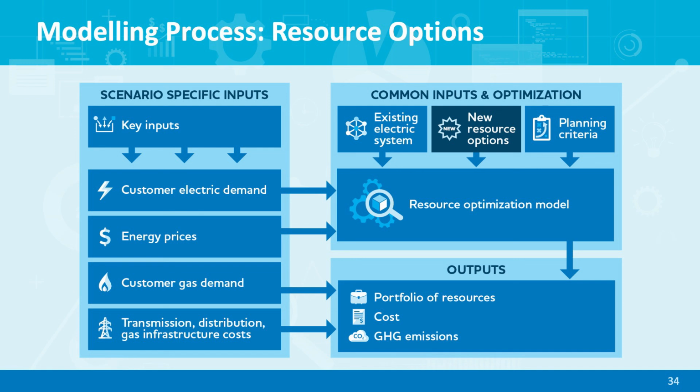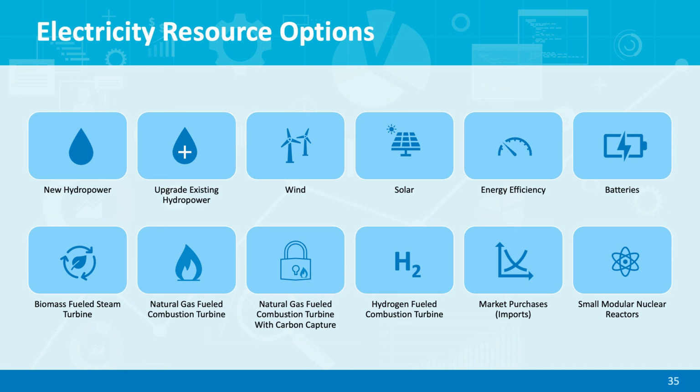Now that we've explained how the energy supply system works and how it is planned, we'll now review the resource options that are included within the model. These resource options form the inventory that the model can select from in order to meet growing demand. A broad range of supply resources are included in the model.